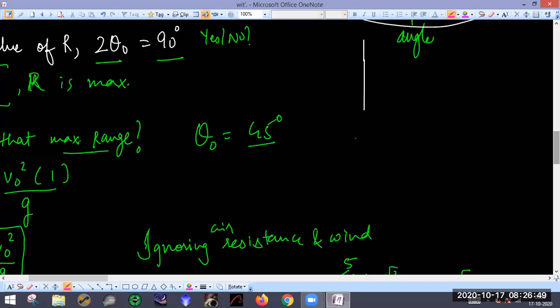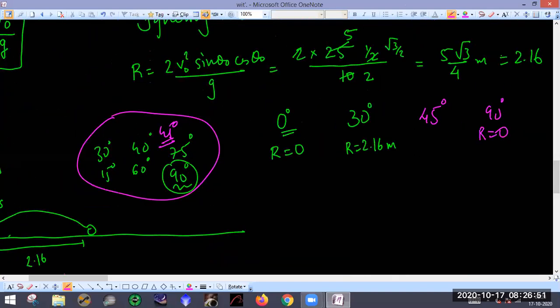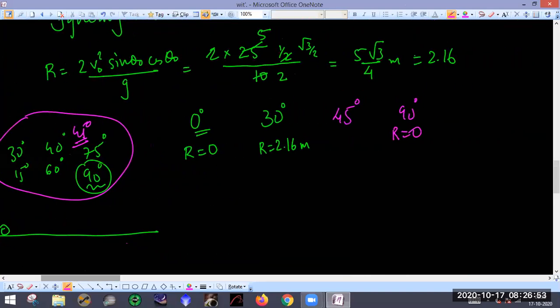Okay, where's the page? Yeah, here, sorry. So we have calculated that at 45 degrees it's going to be maximum.